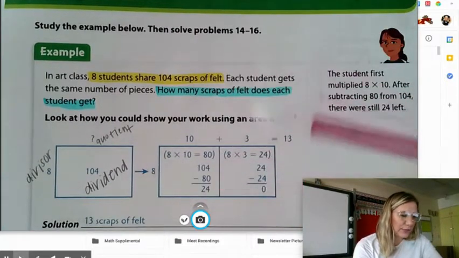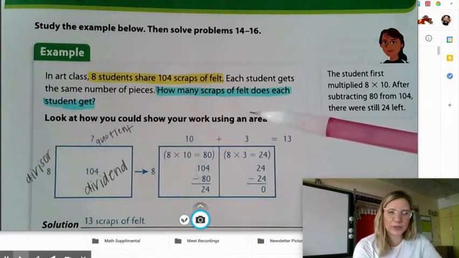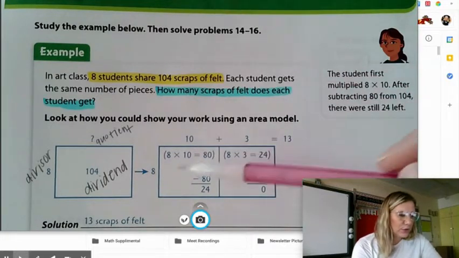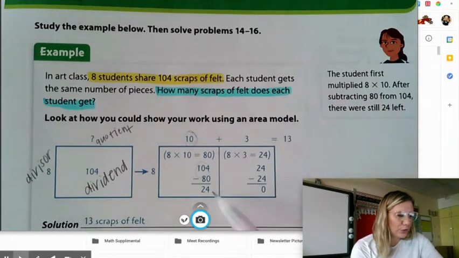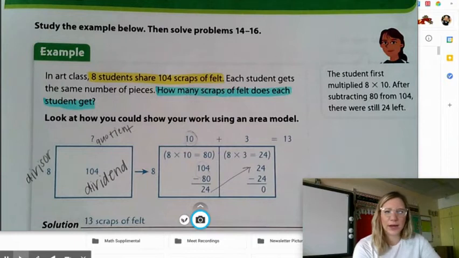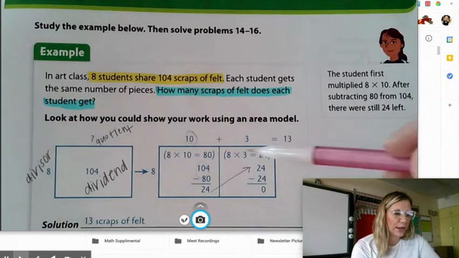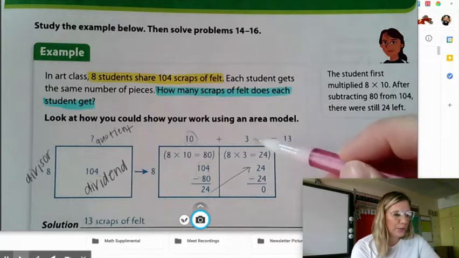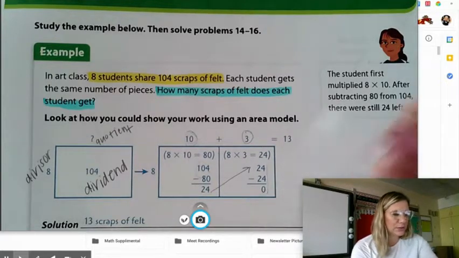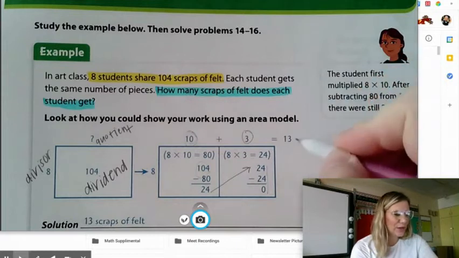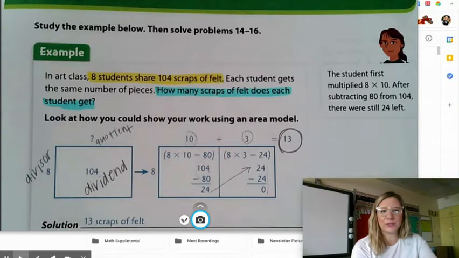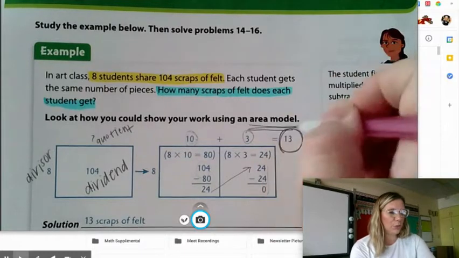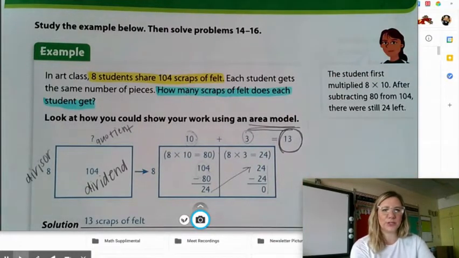They started with 8. Remember, your dividend, 104, is how you start your area model. They knew that 8 times 10 was 80. They subtracted that 80 and put the 10 up here. They were left with 24, which starts my next box. And I know the basic fact, 8 times 3 equals 24. I put my 3 up here, and 24 minus 24 is 0. So we add that 10 plus 3 to get a total of 13 scraps of felt. That's an area model, one of the models we've been talking about in both multiplication and division.